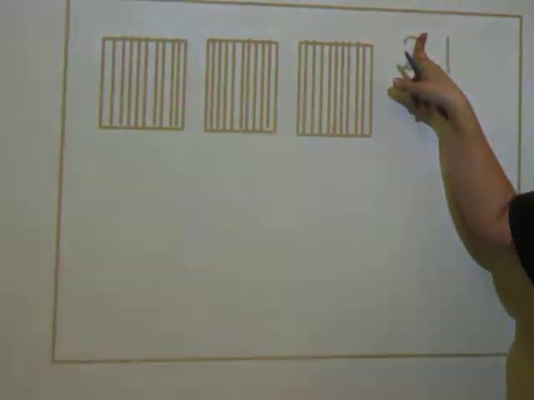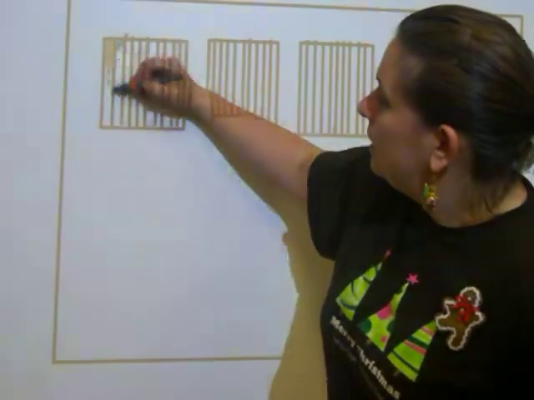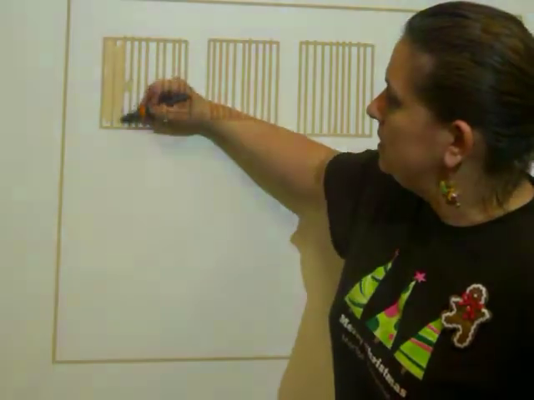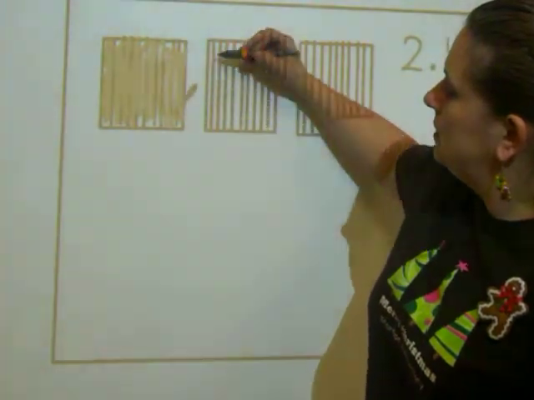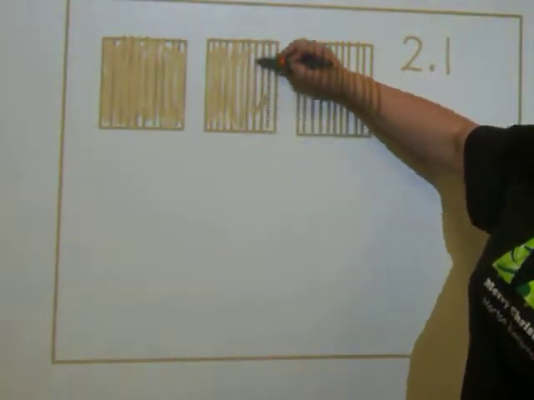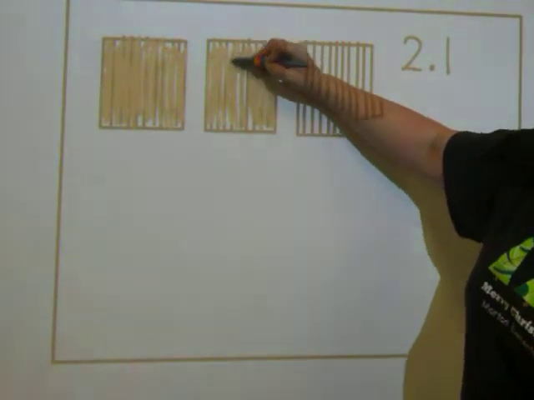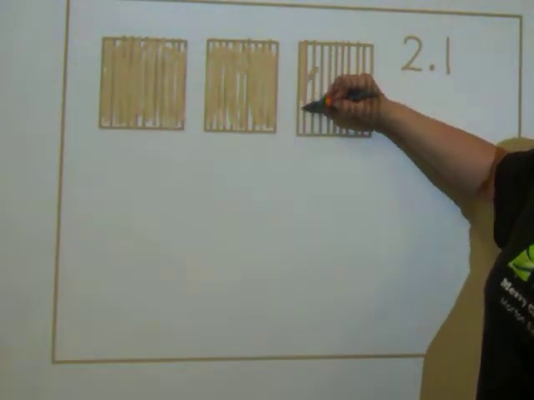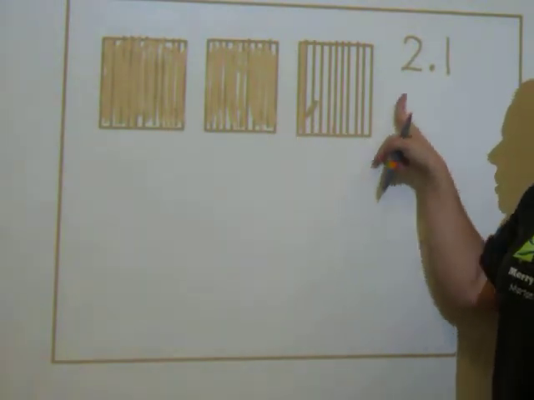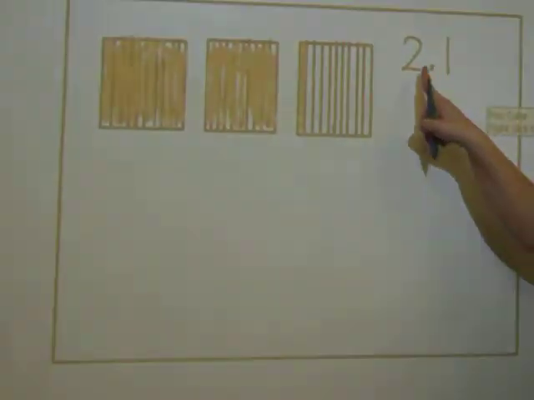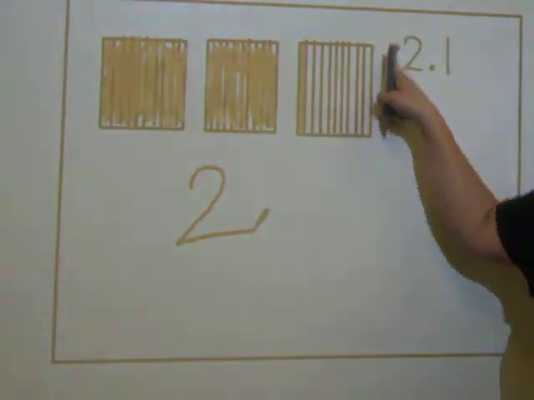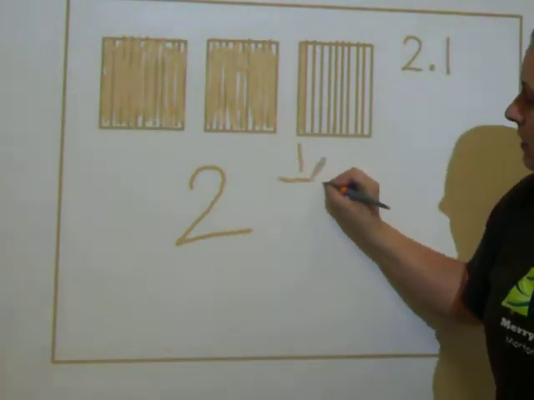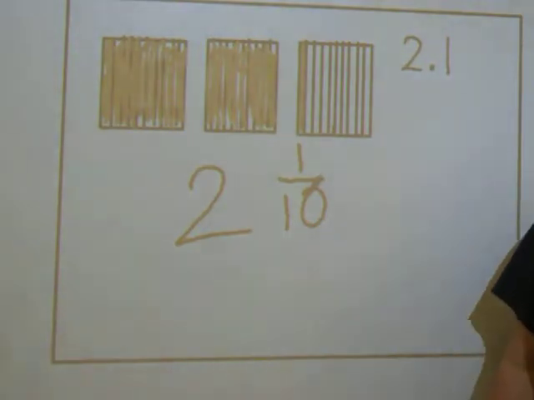We have 2 whole boxes that need to be shaded, so they are completely filled in. And then you have 1 more tenth shaded, 1/10 out of all of those. To show this in a fraction form, you would write 2 whole, and there's 1/10, 1 out of those 10 pieces, so 1/10. Okay?